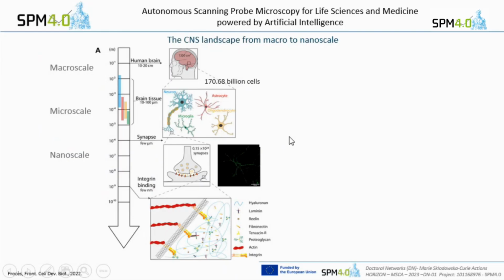So looking at the landscape of the central nervous system from a macro to a nano perspective. Of course, at the macro scale, we have an anatomical division. We can look at different regions of the brain. But if we zoom in a little bit, then if we go to micrometer range from 10 to a few hundred micrometers, we'll see the different cell types within the brain composing this tissue.